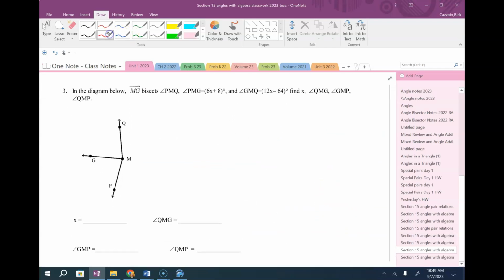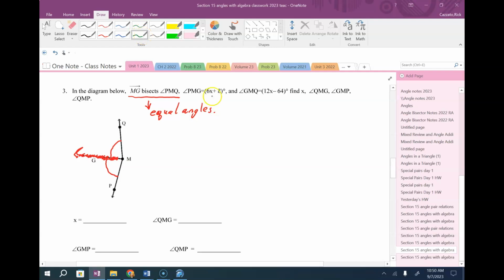So in problem number 3, I'm going to read the question. It says MG bisects angle PMQ. So this red line bisects the angle. When you see the word bisects, it means the two angles are equal. So bisects, remember, makes two congruent or equal angles.